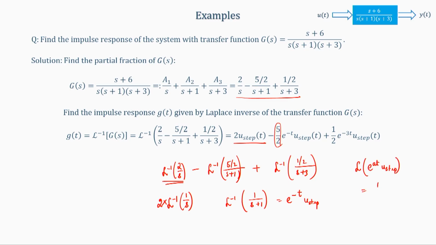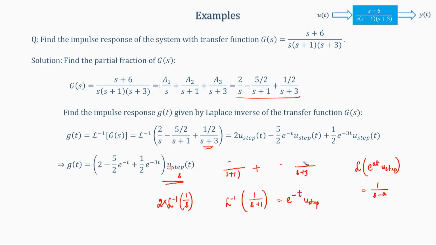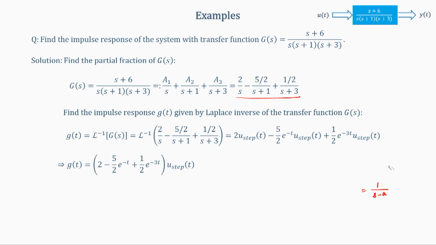This was nothing but 1 by s minus a, right? So, I am just using the reverse way because I am finding out the Laplace inverse. Again for the Laplace inverse of half divided by s plus 3, half I can take out. So, this becomes half of e to the power of minus 3t u step. So, finally, the Laplace inverse of the transfer function, or the impulse response of this system, is this, and this is the impulse response of the system.